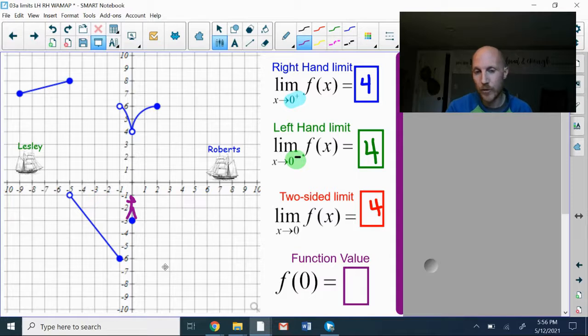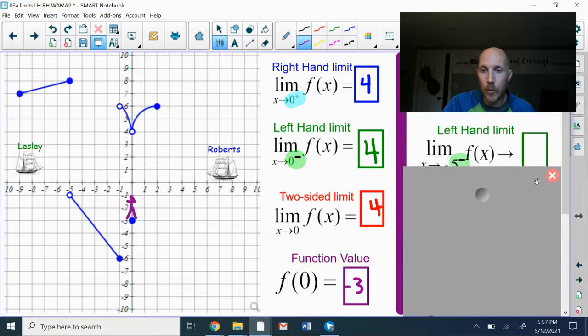So at an x coordinate of 0, the function value is -3. That is the height where the graph actually exists in the form of a closed dot or line, right? Well, in this case, it's a closed dot, but it doesn't have to be a dot. Function value would refer just as well to the curve or the line if it exists at that point.